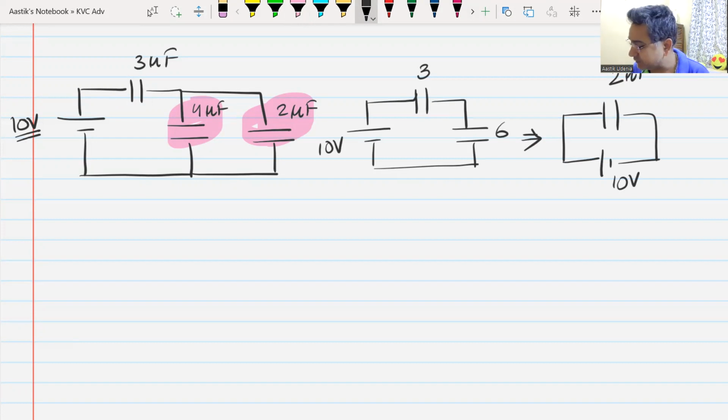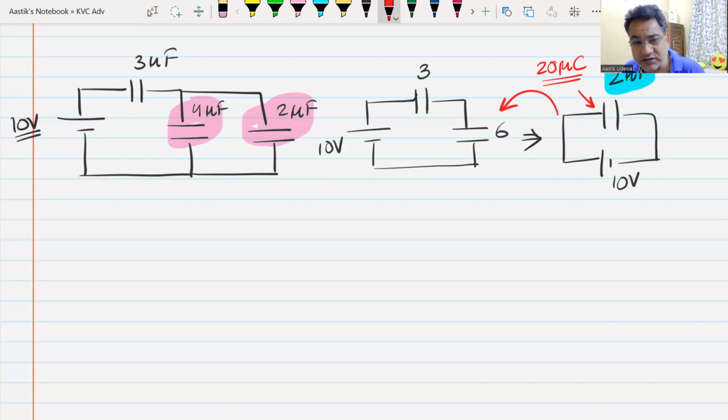Now once you get this, you can find out what will be the charge coming on this combination of 2 microfarad. What will be the charge coming on this 2 microfarad? 20 microcoulombs, sir. So this will be 20 microcoulombs. Now once you get this, you can go back to the previous step. This 2 microfarad capacitor was actually made from 3 and 6. So what are the charges on the 3 and the 6? 20 and 20, sir. So this will have 20 microcoulomb. This will also have 20 microcoulomb. Yes or no? Yes, sir.